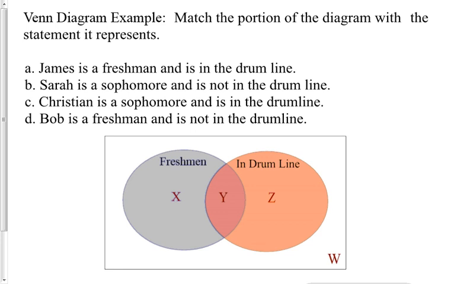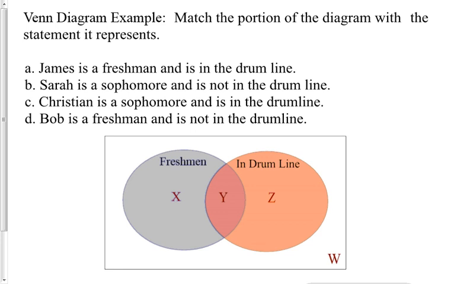Here's an example using Venn diagrams and some different statements. We have to match the portion of the diagram with the statement it represents. So in part A, it says James is a freshman and is in the drum line. Now you can see the Venn diagram, the different regions are labeled X, Y, Z, and W.